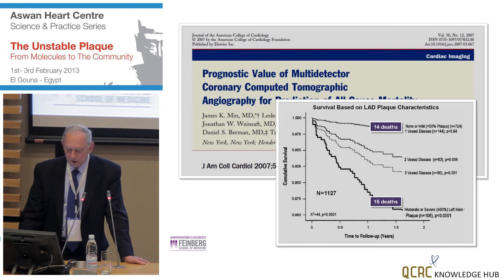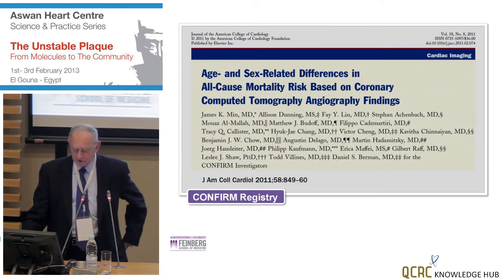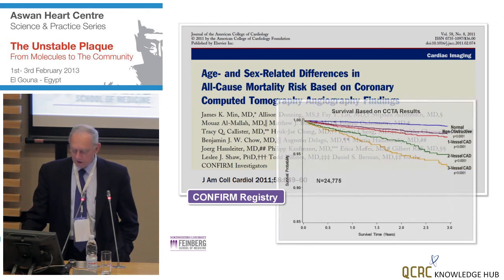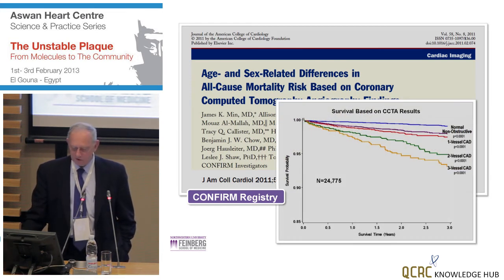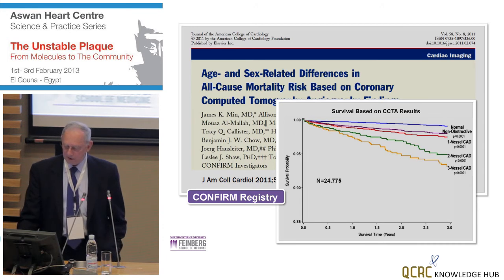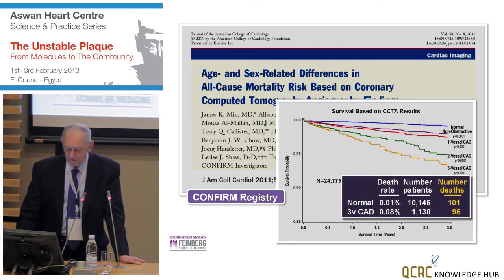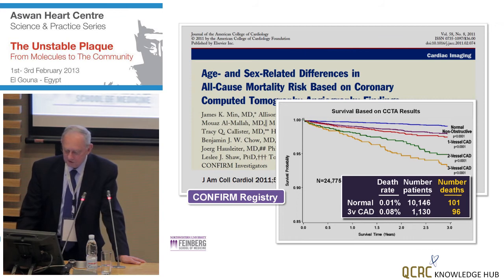Well, they carried this forward to a larger study called the CONFIRM Registry, very important analysis in 2011, a multi-center analysis across many countries involving 24,000 patients, applying the same analysis, identifying normal and non-obstructive plaques versus 1 vessel, 2 vessel, or 3 vessel burden. Well, we see, unfortunately, I hate to be repetitive, but the same finding. Normal versus 3 vessel disease.